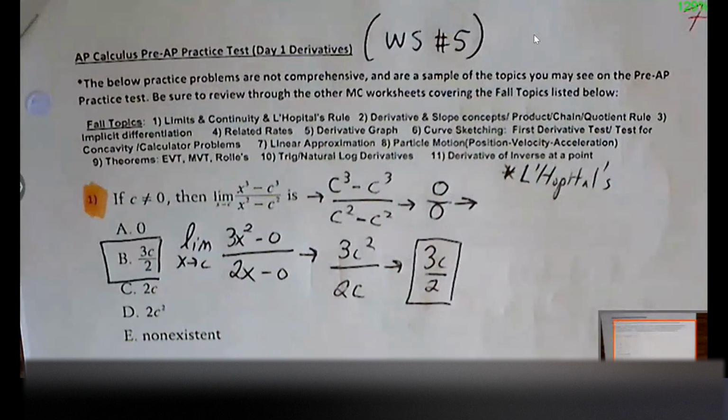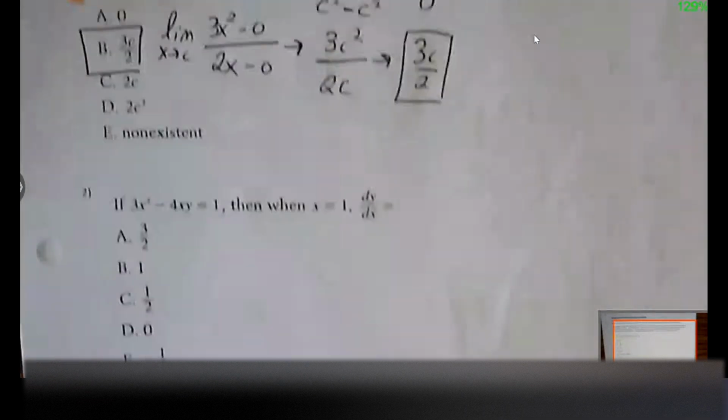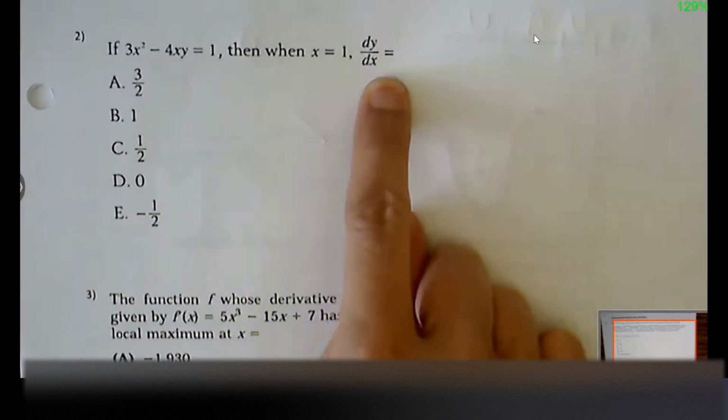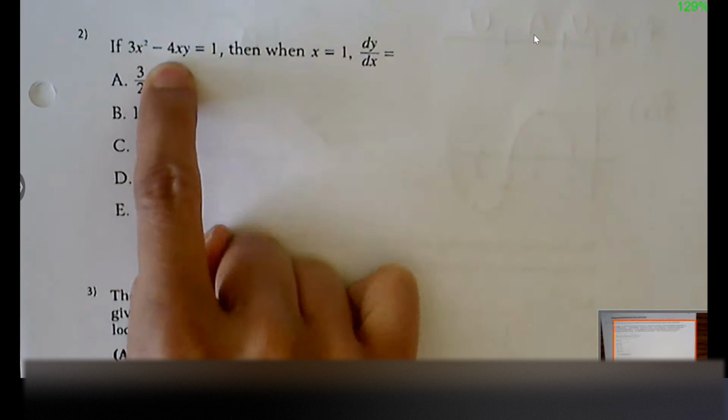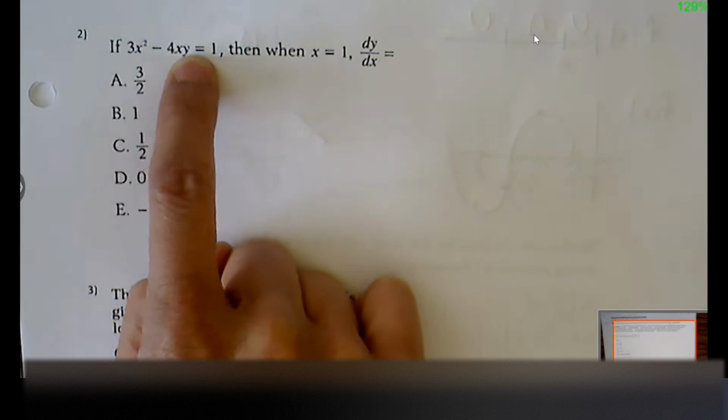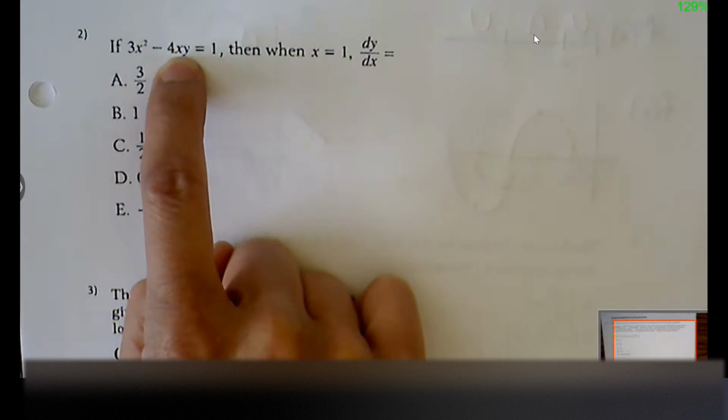Okay, worksheet number 5, derivative topics, number 2. 3x squared minus 4xy equals 1. When x equals 1, dy/dx equals. So we have to find the derivative. To find the derivative, we know implicit is involved because we have y's mixed into our equation. We also know there's a little bit of product rule going on here because we have 4x times y.